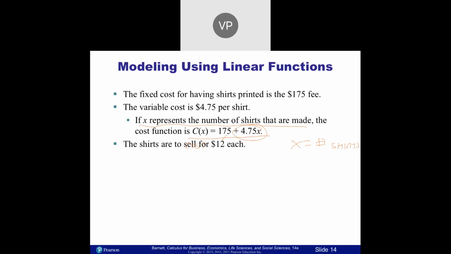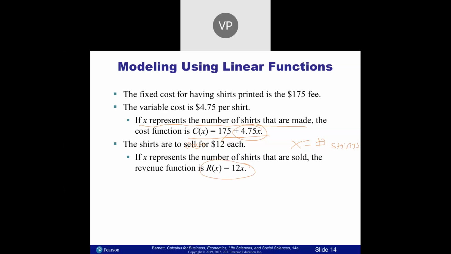Okay, so the shirts are going to sell for $12 each. Now we have a revenue function, and this one's a lot easier. The revenue is simply $12 times X. If I sell 10 shirts, it's 12 times 10. If I sell 100 shirts, it's 12 times 100. Whatever X is, whatever the number of shirts, it's going to be 12 times that. So we know how much the revenue is, and we know how much the cost is.